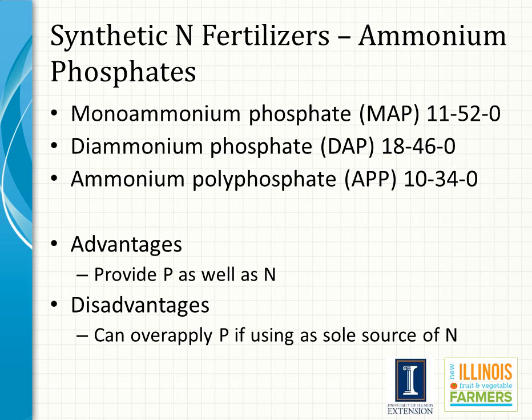There are several hybrid sources of nitrogen and phosphorus used to fertilize crops. The three common materials are monoammonium phosphate, which is 11-52-0, diammonium phosphate, which is 18-46-0, and ammonium polyphosphate, which is 10-34-0. A drawback to using the materials is that if they are used as the sole source of nitrogen, it is very likely to result in the overapplication of phosphorus.